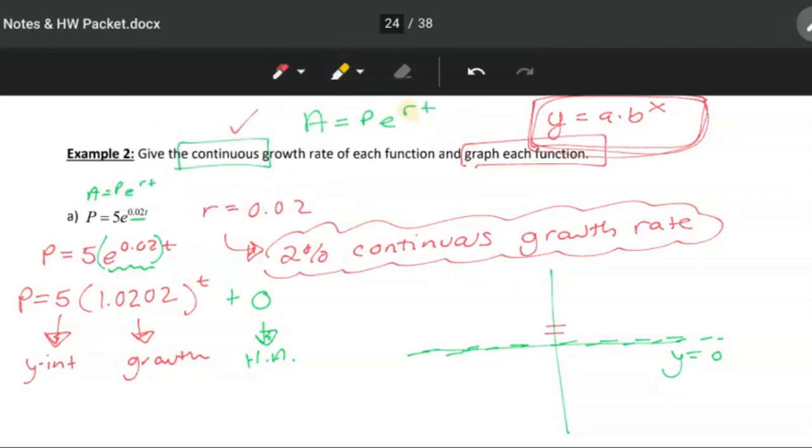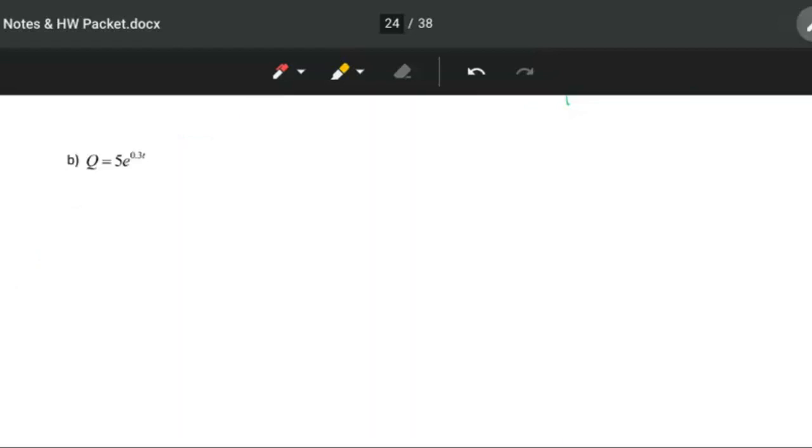And our y-intercept is at 5. And then it was growing, something like this. Again, we're just sketching a graph. It doesn't have to be perfect, but that's what it would look like. First question, they wanted the continuous growth rate.